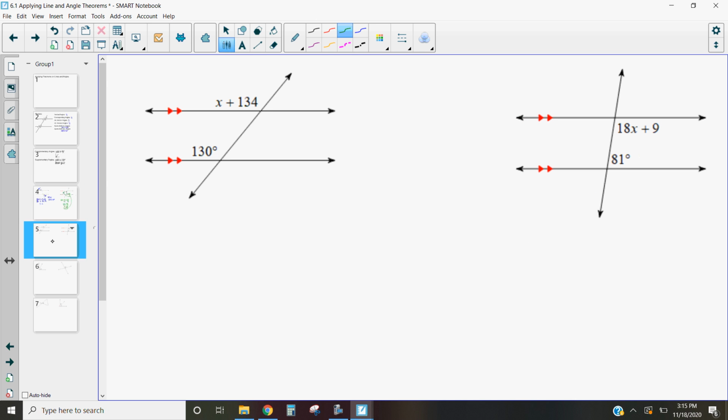Again, we're applying something a little bit different. We want to make sure we use all of our properties that we have. So in this case, we've got two angles that are both on the same side of the transversal and both above their parallel lines. So these ones are corresponding angles. And again, corresponding angles are going to be congruent. And so with them being congruent, what that means is we can set them equal to each other.